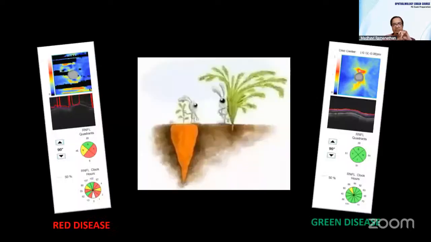Let's look at some artifacts and anatomic variations. These are going to be viva questions. So what exactly is the red disease? OCT is showing red, however, the patient does not have the disease.